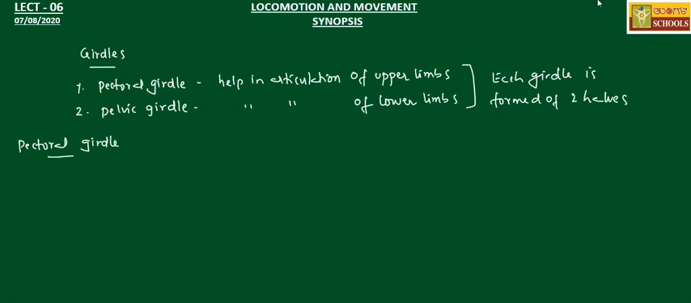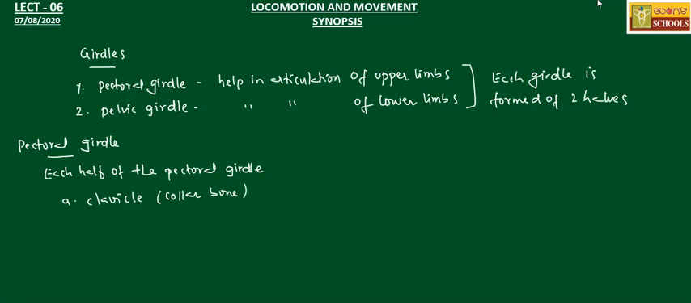So this pectoral girdle, as I said, will also have two halves. Each half of the pectoral girdle consists of one bone called the clavicle. This is what we call the collar bone. It is a long slender bone with two curvatures. We'll see the diagram later.